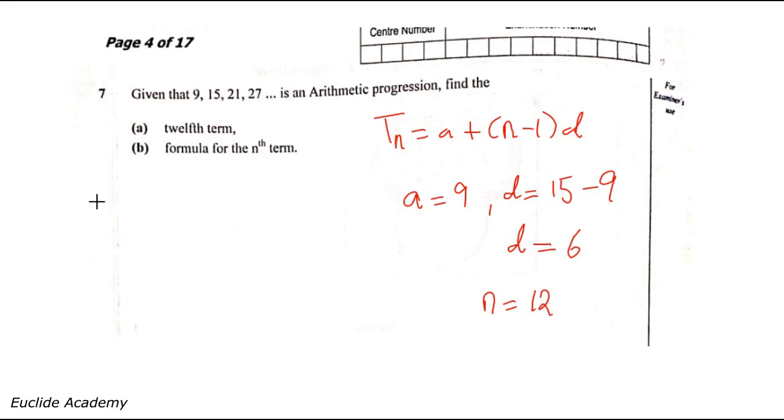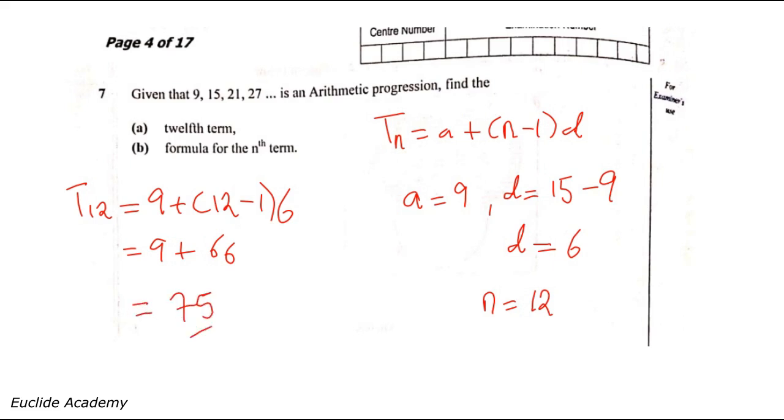So what is n? n is the term that we want, and we want the 12th term according to the question. So now we can use our formula. The 12th term is equal to the first term, which is 9, plus 12, n stands for 12, remember, minus 1 multiplied by d, which is 6. And then this basically will be 9 plus 12 minus 1, that is 11. 11 times 6, that is 66. And then we have 9 plus 66, which will give us 75.